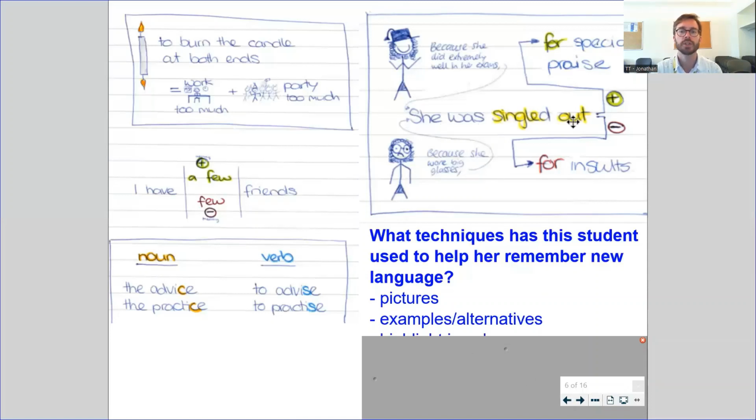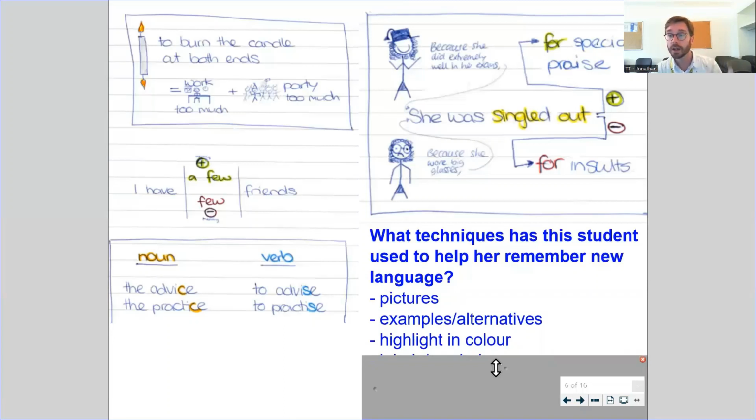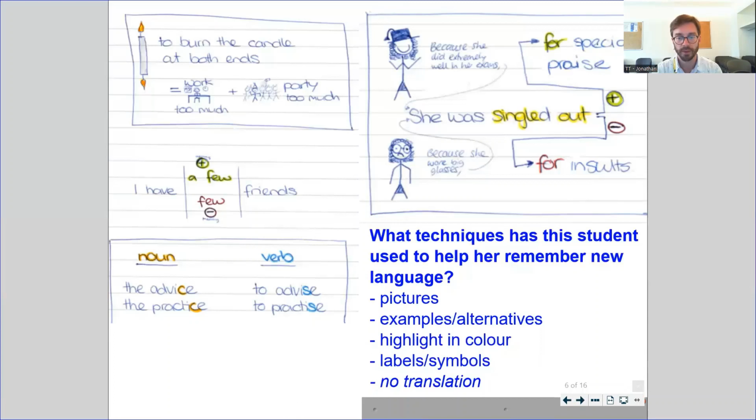Okay. She was singled out for special praise. Great. She was singled out for insults. Ooh, not good. Okay. We've got highlighting, so we're using color, again, drawing your attention, noticing the positives, the negatives, and you can even notice over here, they use the same color system for the positives over here and over here. So it's just building those connections in the brain, okay? They're using labels and symbols, whether that's positive, negative, noun, verb, etc. Okay, and key, there's no translation.